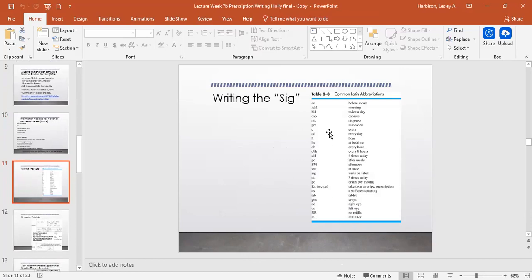Here are common Latin abbreviations. I don't want you to think that you have to memorize each one of these, because you don't have to memorize all of them. However, I should have highlighted the ones I want you to memorize, because there are some of this on quizzes and exams that I've already seen written from years past.